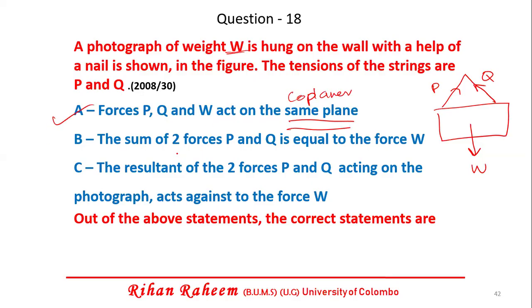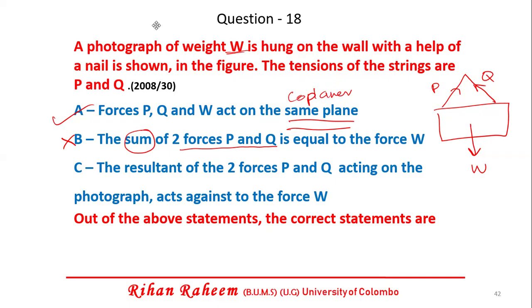Yes, A is correct. The sum of two forces, P and Q, is equal to the force W. Can we use the word sum or addition here? Sum means addition. Because of the word sum or addition, the statement is wrong. What is the best word to be used here? If you want to get the angle and get the answer, what is the word to be used here?